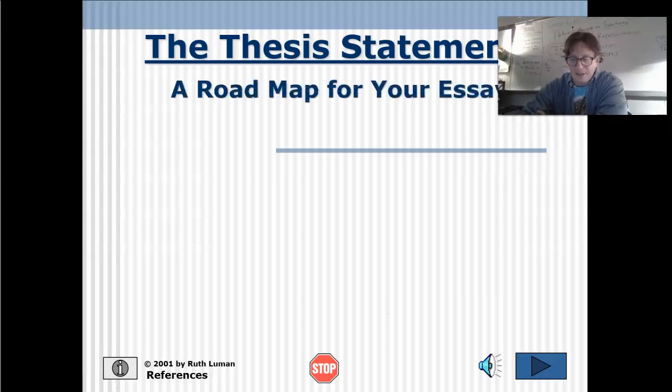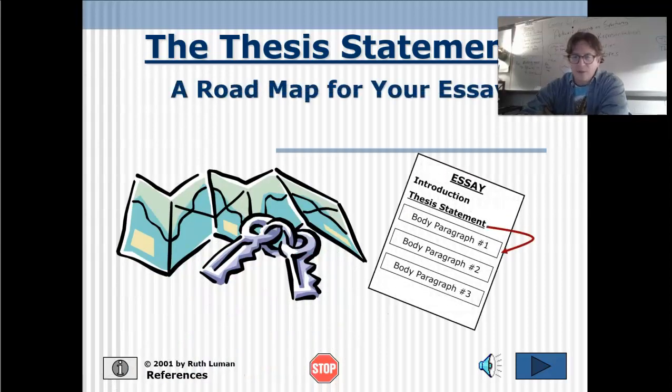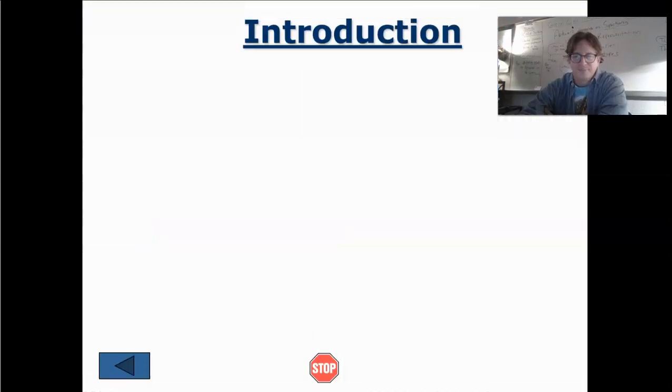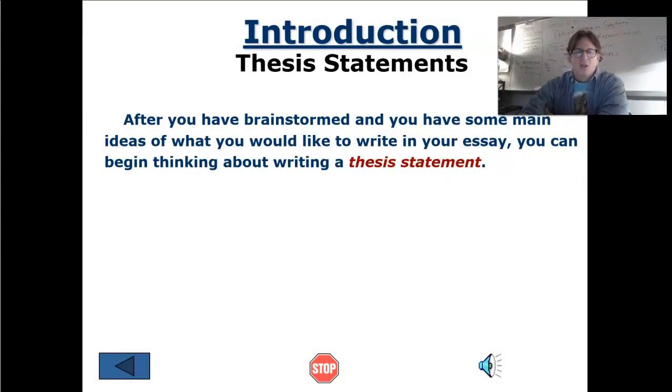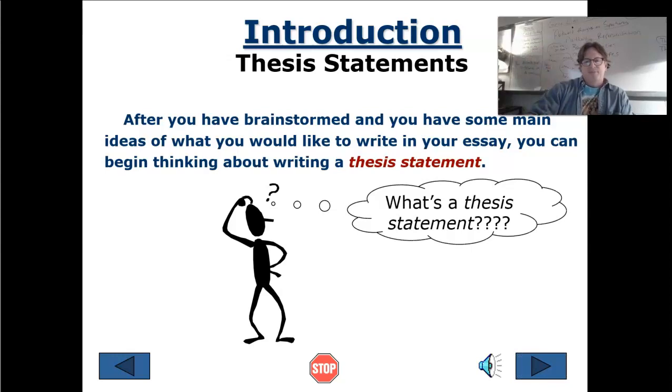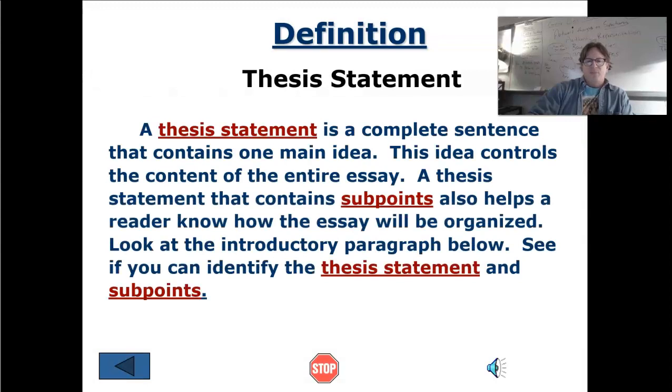Now let's talk about the thesis statement. We can call it the roadmap for your essay. After you come up with an idea, a topic that you want to discuss, you have to think about 3 things you want to say about that topic for this essay. Some essays you will have more than 3 topics. Once you have your three topics, you can write your thesis statement, which is a complete sentence that contains one main idea. This idea controls the content of the entire essay. A thesis statement that contains subpoints also helps a reader see how the essay will be organized.